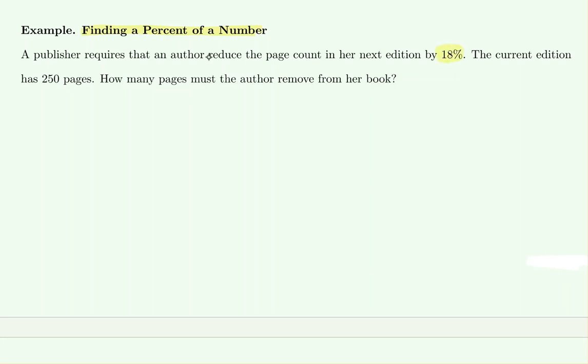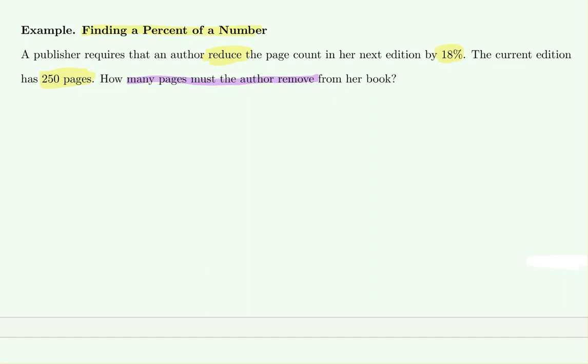And one thing we might want to focus on in this word problem is it did say reduce. So in the end, the number of pages should be less than where we started in this last edition. Currently, there are 250 pages in the book, and we are asked how many pages must be removed from the book to fit this specification. So in this problem, we're not looking for the final amount of pages in the new edition. We're just asking for how much do you need to cut out.